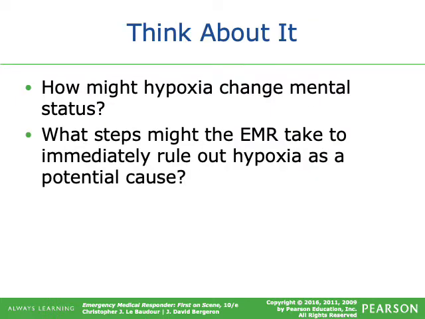How might hypoxia change the mental status? If you don't have enough oxygen in the blood, your brain's not going to be able to function. It can cause your brain to just act differently because you're hypoxic. What steps might the EMR take to immediately rule out hypoxia as a potential cause? It's something that's hard to do, even with the use of pulse oximetry. You can't completely rule it out. So if you've got somebody with altered mental status, I always consider hypoxia to be an issue.